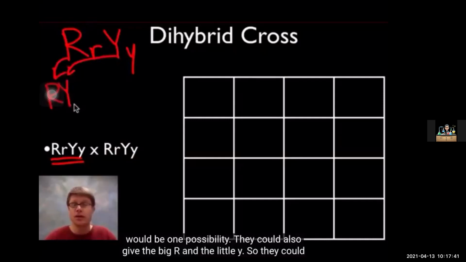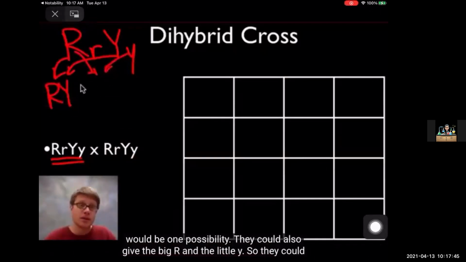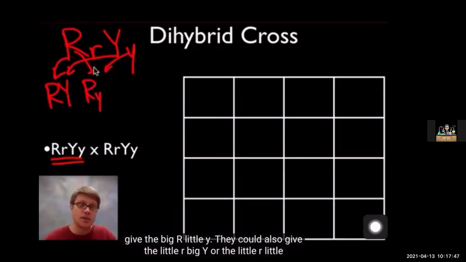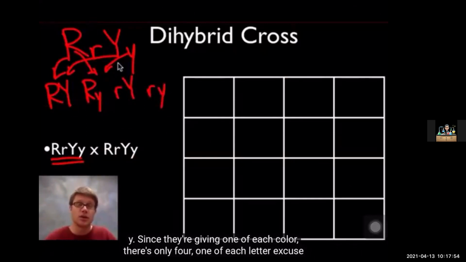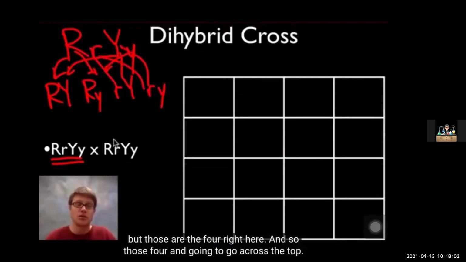So big R, big Y. That'd be one possibility. They could also give the big R and the little y. So they could give the big R, little y. They could also give the little r, big Y, or the little r, little y. Since they're giving one of each letter, there's only 4 possibilities that they can give. So it's getting to be kind of a mess, but those are the 4 right here.